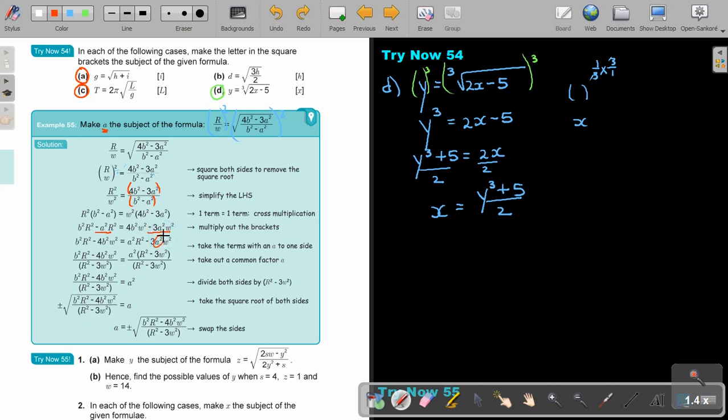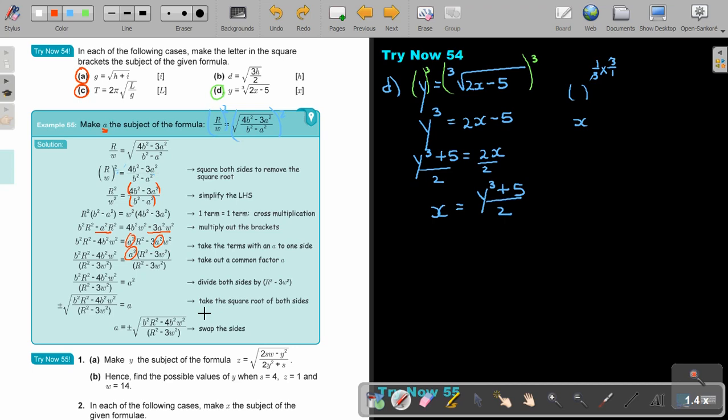Then, luckily, it's both A squared. So, I take it out as a common factor. And now, as soon as it's out, I just divide by the bracket. And now it's a square. And how do I get rid of a square? Plus minus square root, and I swap. Again, it looks difficult, but break it up in steps. It's really not that difficult.